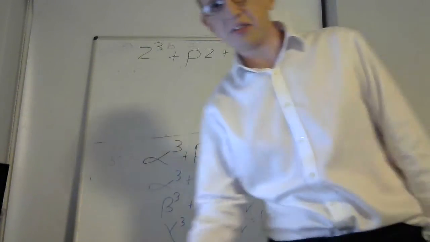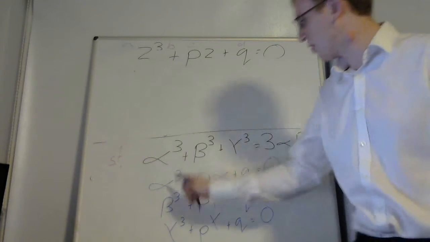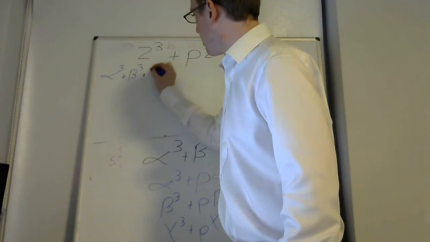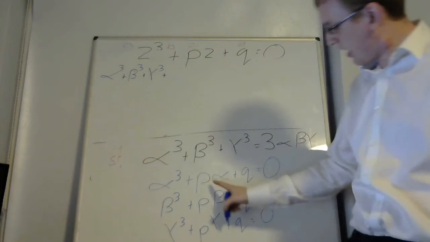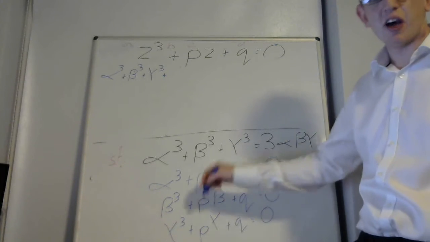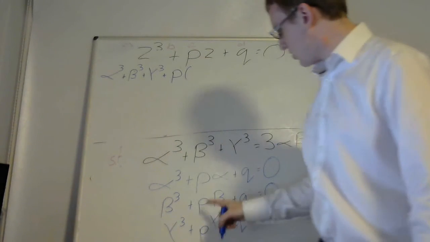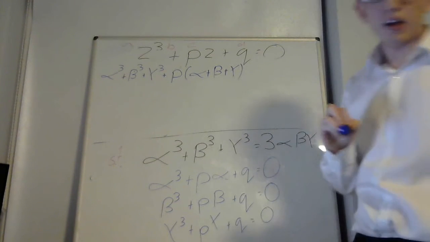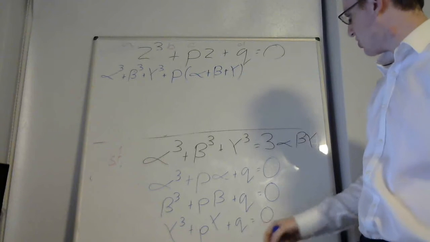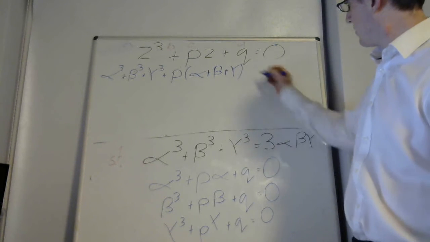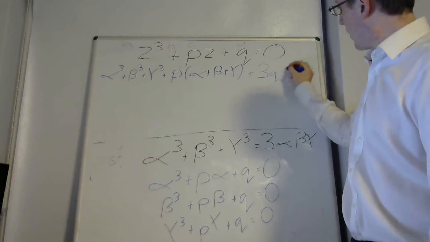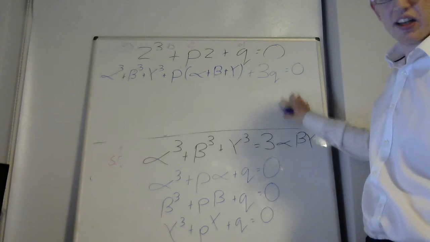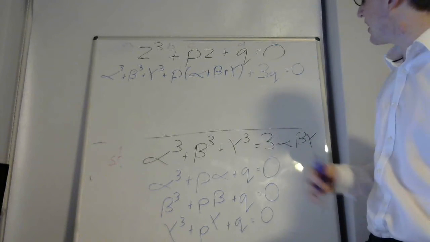So, I add these up. Add these 3 equations up. What does that give me? Okay, well, I've got this added together, which is what I wanted: alpha cubed plus beta cubed plus gamma cubed. Now, when I add these together, there's going to be a p in every term. So I'm going to factorize out the p. P lots of alpha plus beta plus gamma, and plus q plus q plus q, plus 3q. And that equals 0. Alpha plus beta plus gamma, I had that written down here earlier. Hopefully you still got it written down. Alpha plus beta plus gamma, that equals 0.